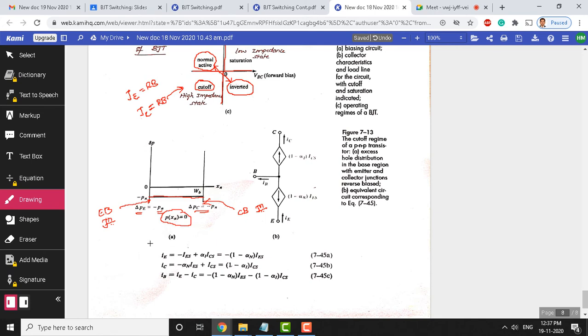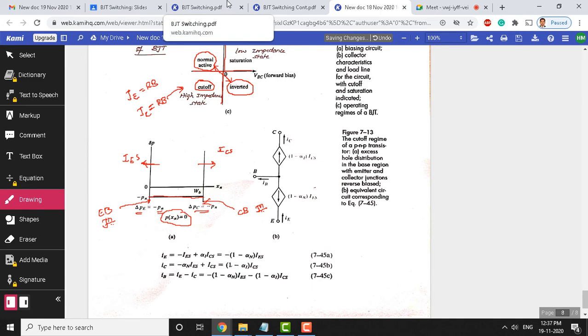Now let us see specifically the currents flowing here. As I told you, a small amount of reverse saturation current results from the base to the emitter, which is flowing like this, and again from the collector base to the collector there is a current flowing here. So this can be called ICS, and this is IES.